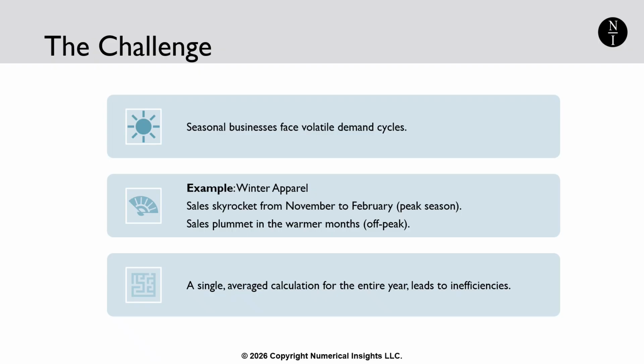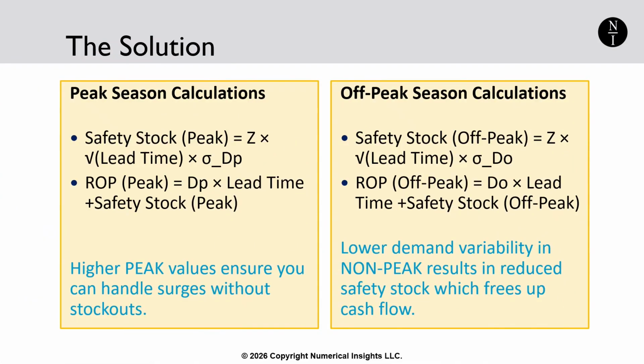To address this, many businesses adopt a segmented approach, calculating separate safety stock and reorder point values for peak and off-peak periods. This requires historical data segmented by season, accurate forecasting tools like time series analysis, and periodic reviews to switch between the two sets. So how do we implement this dual season method?